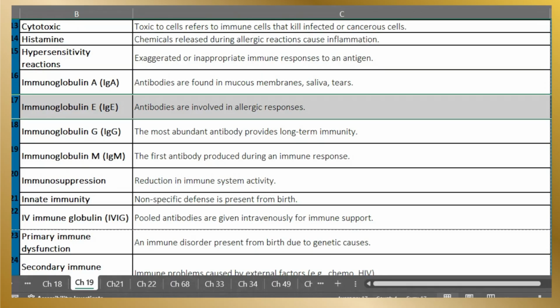Then the immunoglobulin E, IgE, E as in elephant. These antibodies are involved in allergic response, and think about emergency allergies. So E, it's for emergency.